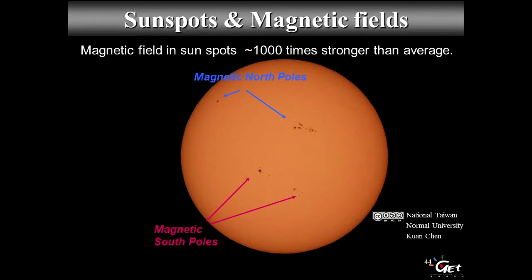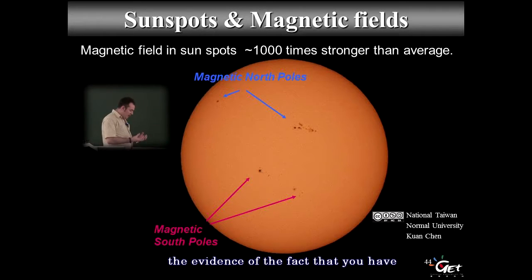So we can use different measurements of the magnetic field distribution on the surface of the sun and compare it with the sunspot locations. And well, once again, in red here we have the distribution of magnetic south poles, and in blue we have the distribution of magnetic north poles. And you see that the locations correspond to where the sunspots are. And here you have two poles, and here you see that you have a north and a south.